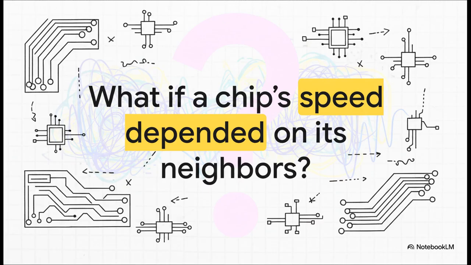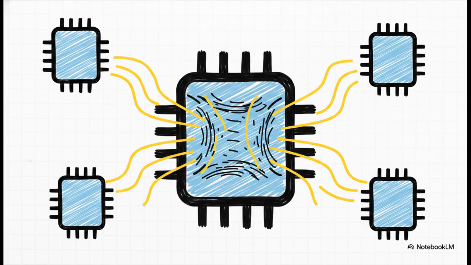What if the speed of a single tiny switch on a chip wasn't just about its own design, but about what other little structures were sitting right next to it? I mean, that sounds like complete chaos, right? Well, it turns out it's not chaos. It's just physics. Once you get down to the 7 nanometer scale, this isn't science fiction anymore. It's the day-to-day reality of chip design. So, welcome to the wild and fascinating world of what we call local layout effects, or LLEs for short.